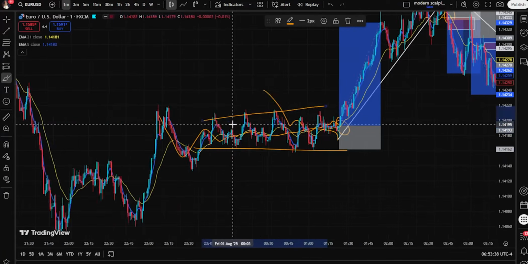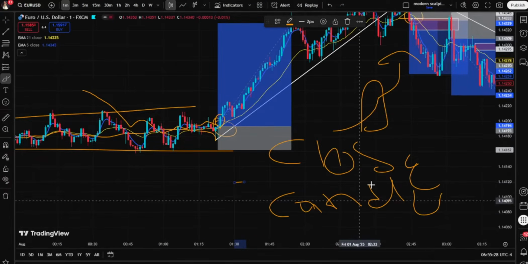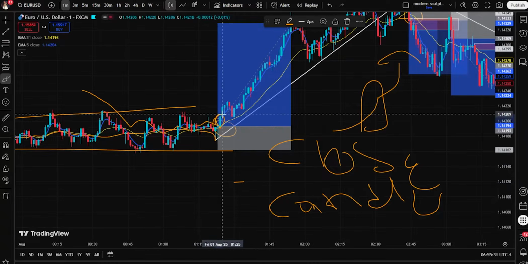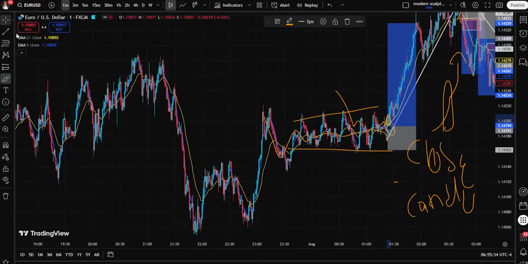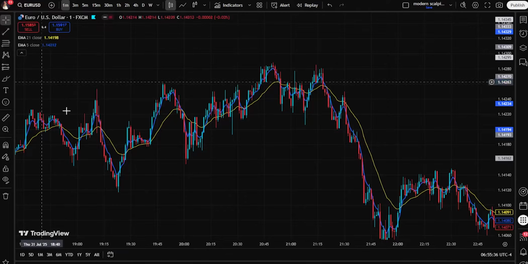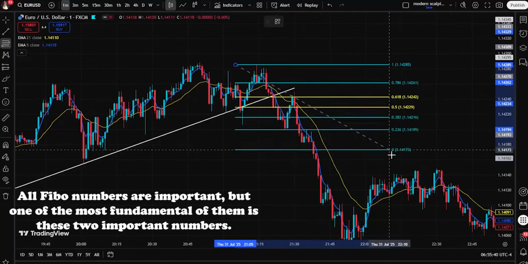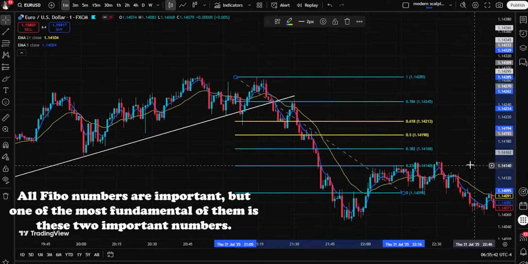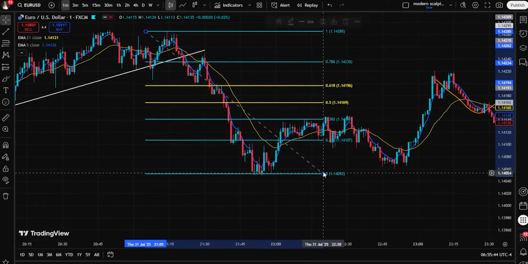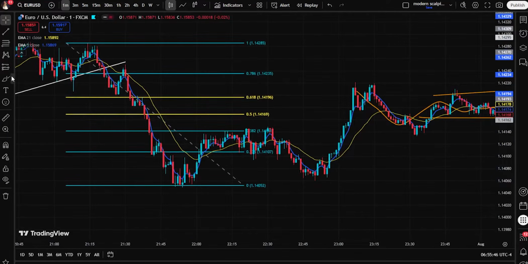2. Fibonacci confirmation. Now it's Fibonacci's turn. After we see the cross, we draw Fibonacci from the last swing high to the low. If the price reacts to one of the key Fibonacci levels, such as 38.2%, 50%, or 61.8%, and the EMA cross occurs at the same time, this is the golden entry point.